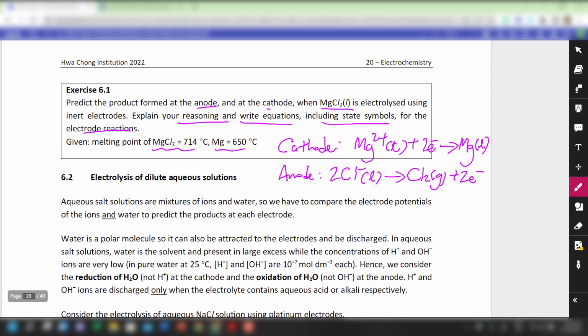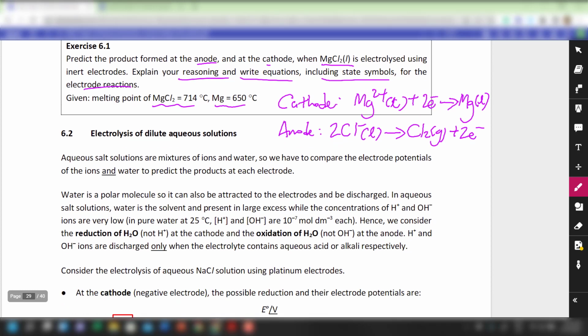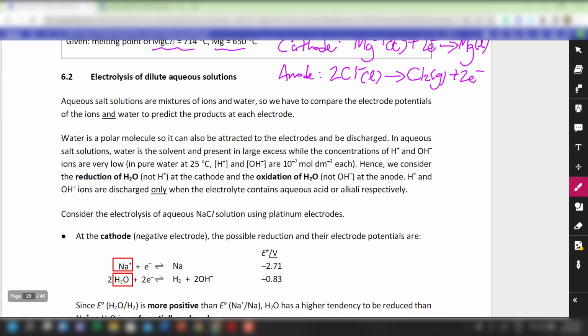Okay, next we'll look at 6.2, electrolysis of dilute aqueous solutions. So aqueous salt solutions are mixtures of ions and water, and so we have to compare the electrode potentials of the ions and water to predict the products at each electrode. Again, this is not very different from what you learned in secondary school.